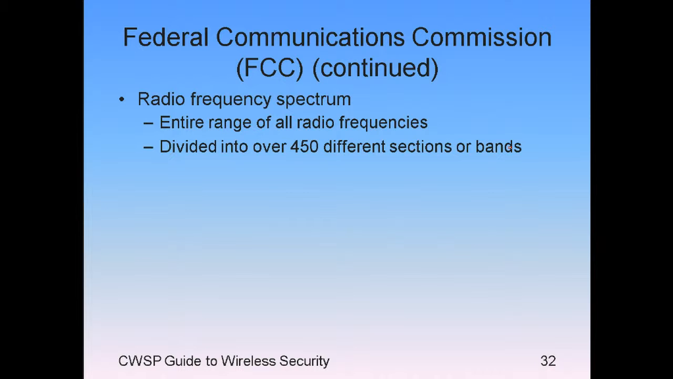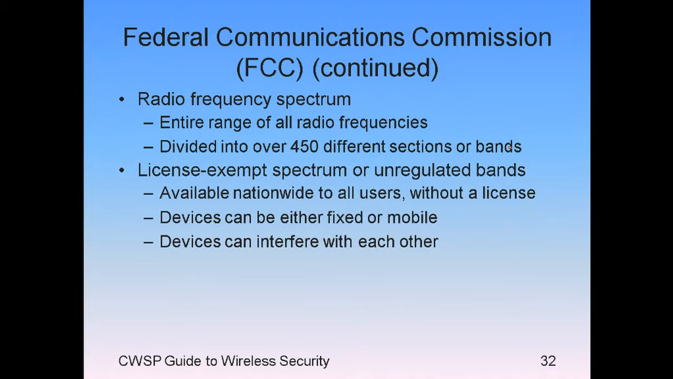Radio frequency spectrum has lots of different things in it. The entire range of frequency is divided into different sections or bands. License-exempt spectrum, or unregulated bands, is the one we're talking about for the access points that we use. Wireless has become more and more prevalent since we went to digital television. The analog band that television previously had has been allotted to wireless communication, and that's one of the things that made it more prevalent.